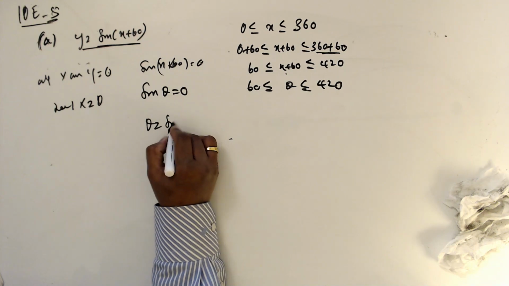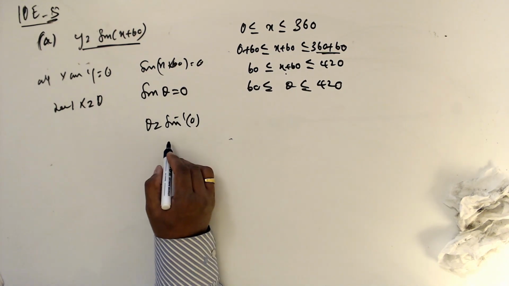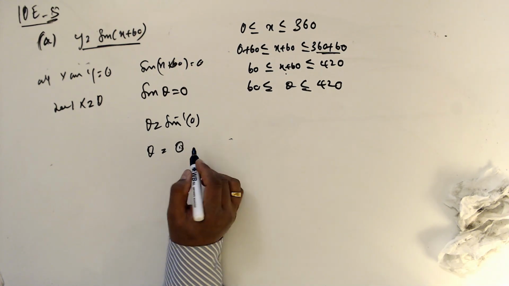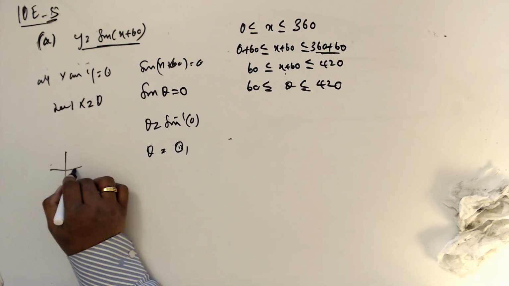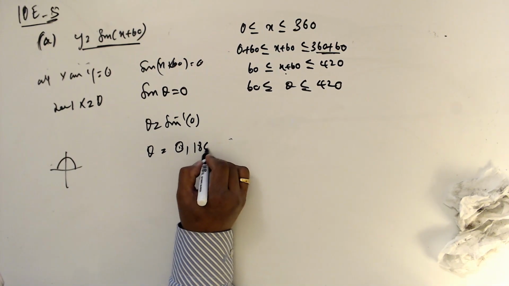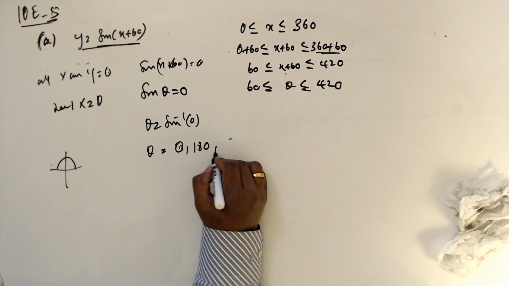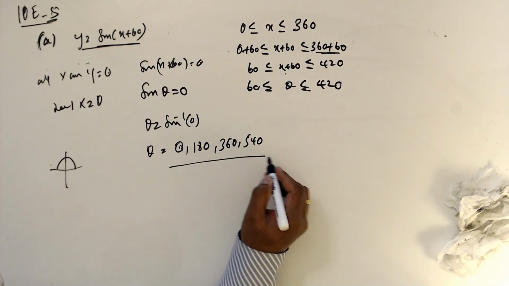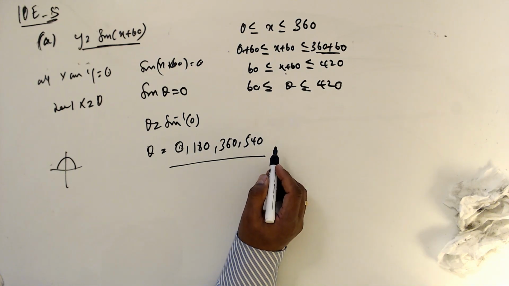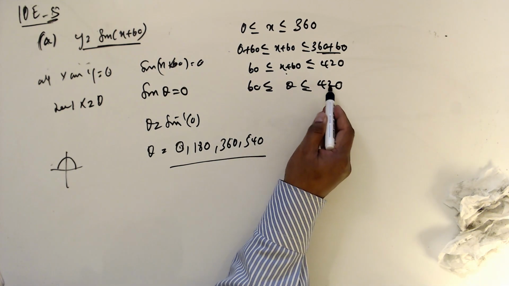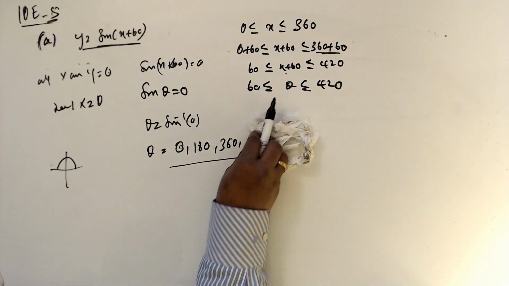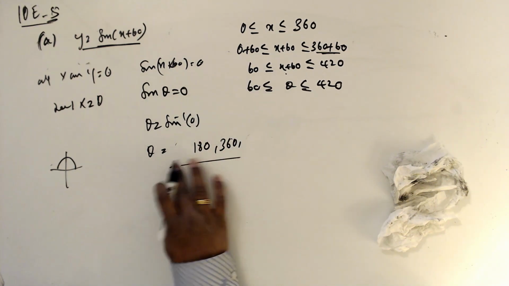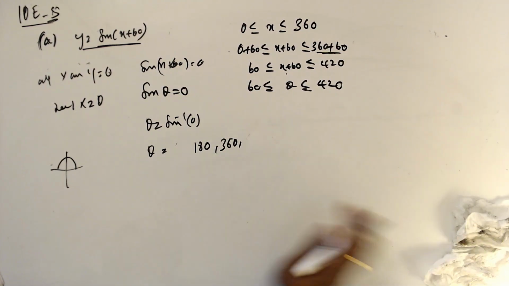Now theta equals sin inverse 0. Then theta equals 0. Then 180. Then 360. Then 540. Like this. Now we can see that 540 is out of range, more than 420. 0 also out of range. It is less than 60. So we have two answers now.